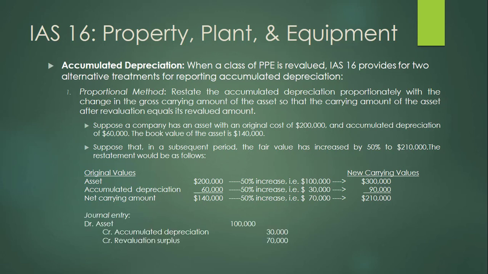The journal entry would involve a debit to the asset account for $100,000, a credit to accumulated depreciation for $30,000, and a credit to revaluation surplus of $70,000.